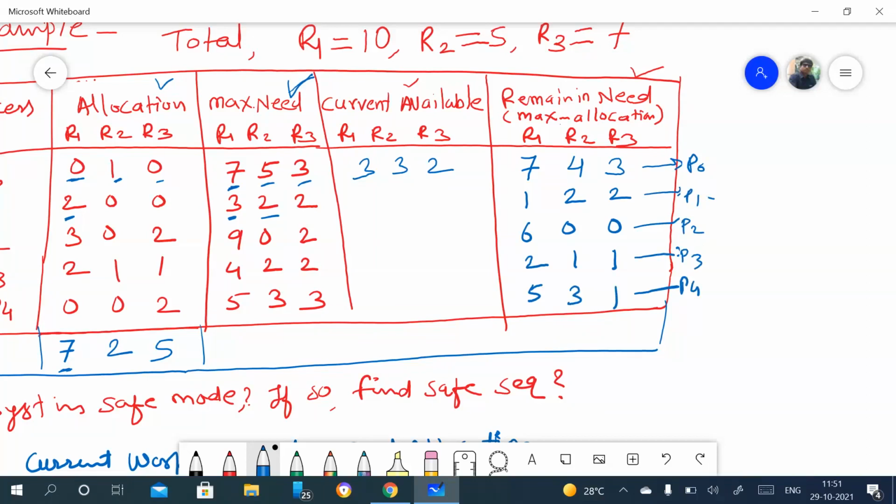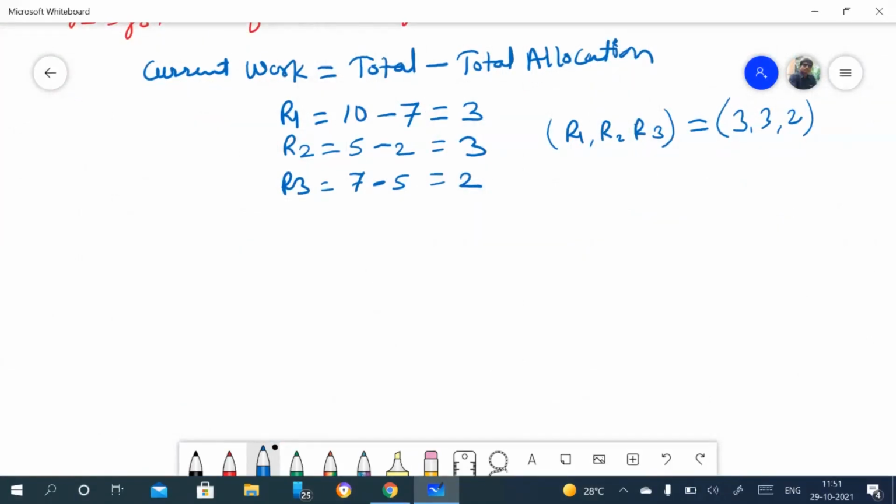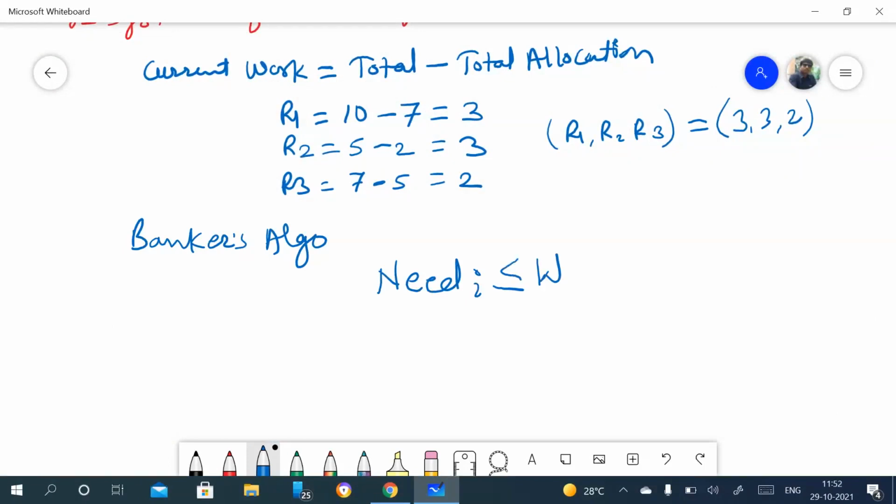Now we need to find out the safe sequence, or we can say we need to again find out whether that system will enter into deadlock or not. Right. So for this we need to use the Banker's algorithm. So it is what? Need of I less than or equal to work.